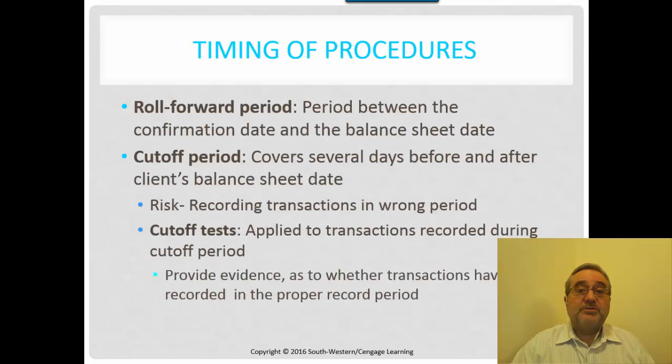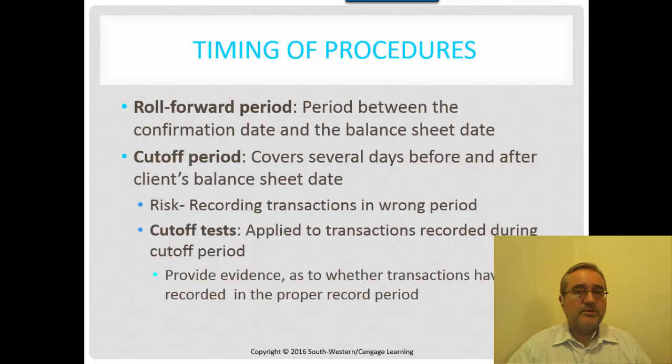Roll forward period between the confirmation date and the balance sheet date. So if we're doing our testing in this interim period, it's critical that we actually roll the amounts forward to the end of the period. So basically what this is saying is that if we test things as of December 1st, then we've confirmed that December 1st balance is appropriate. Well, we need to roll this forward to the December 31st balance and possibly do some additional testing in that roll forward period to validate that the financial statements as of December 31st are presented fairly.